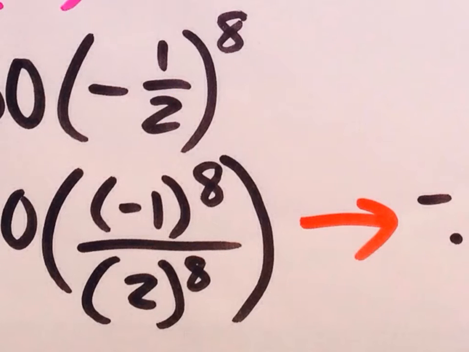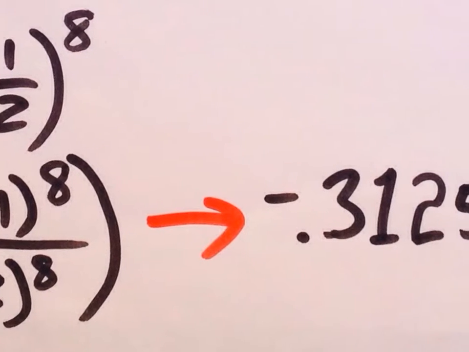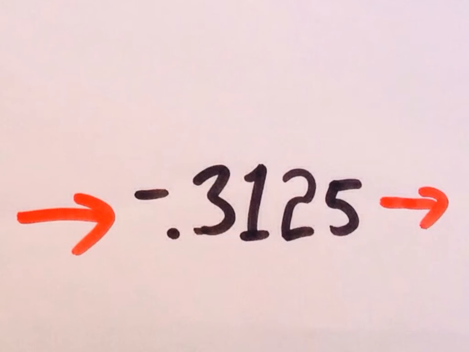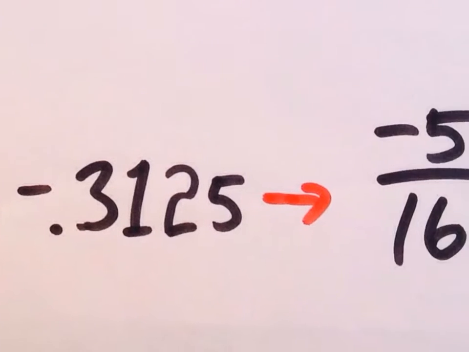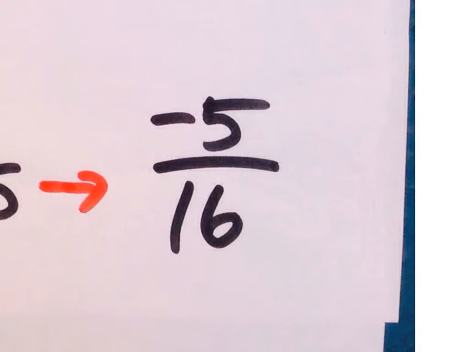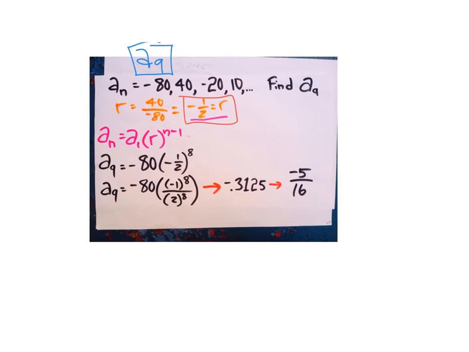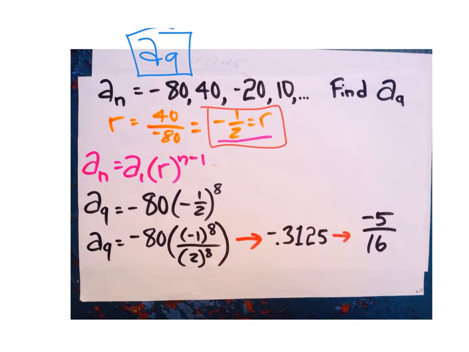We're going to be raising the numerator and the denominator individually to the 8th power. So you're going to want to make sure that you do negative 1 to the 8th and 2 to the 8th. And when you do that, you're going to get, in the calculator, negative 0.3125. And if you do math and then enter, which will give us the fraction, it's going to be negative 5/16. And that is the 9th term in this sequence. This is our answer.